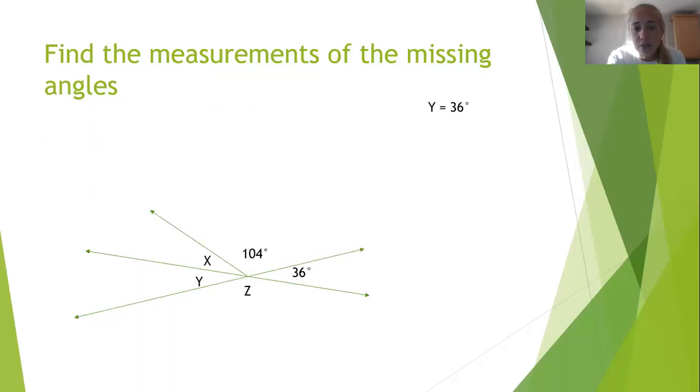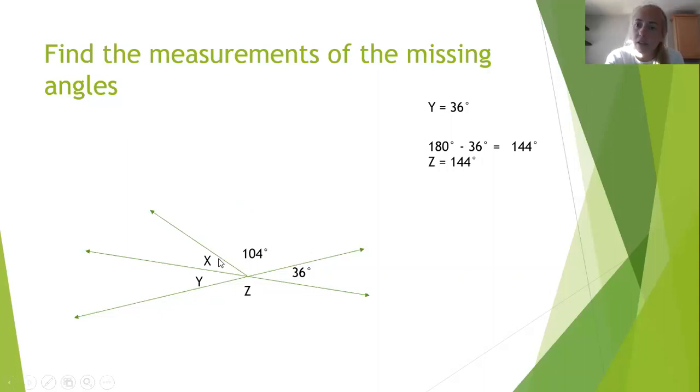The next thing you can do is you can solve for angle Z fairly easily. So when you're solving for angle Z, we know that this straight angle right here is equal to 180 degrees. So we can subtract 180 degrees minus 36 degrees. That will give us 144 degrees. So we know that Z is equal to 144 degrees, excuse me.